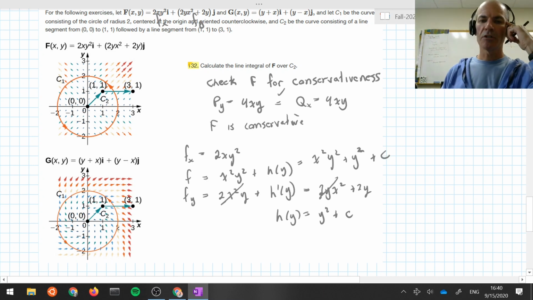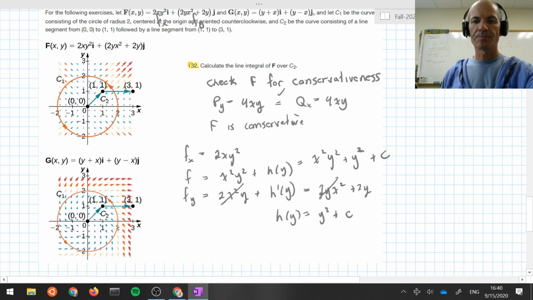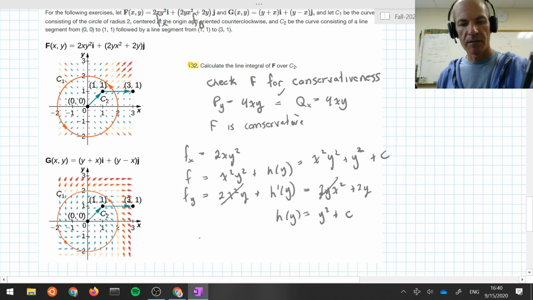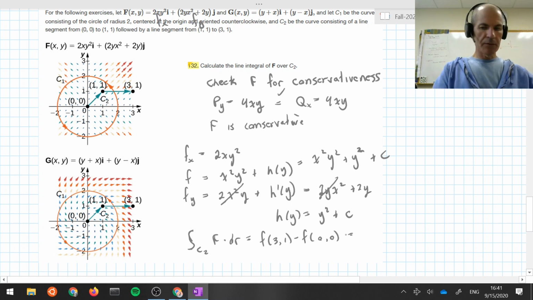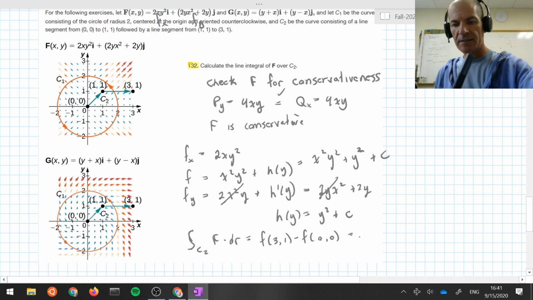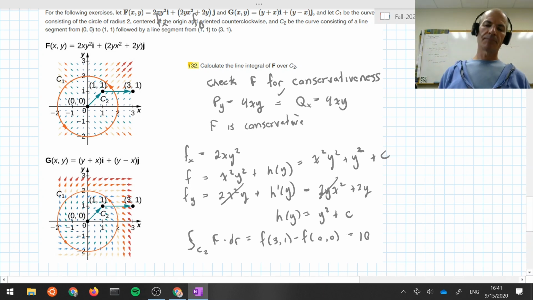That's the potential function. We're not done yet. Where does this segment start? Where does it end? And we know that the integral along C2 of F dot dr is little f of 3, 1 minus little f of 0, 0. I think I've done this one in my notes also, so I'll save you the suspense here, and that works out to 10 if I've done my arithmetic correctly.